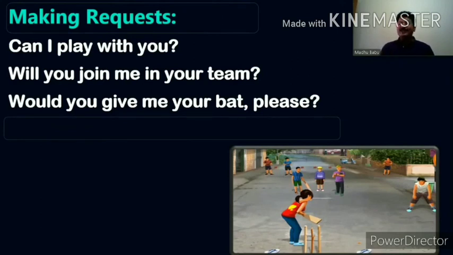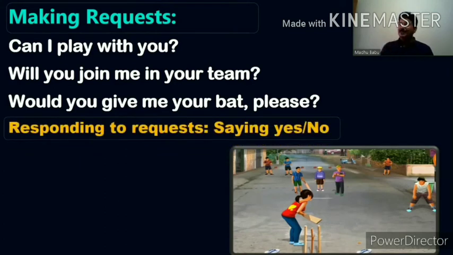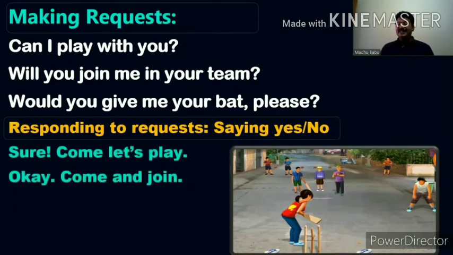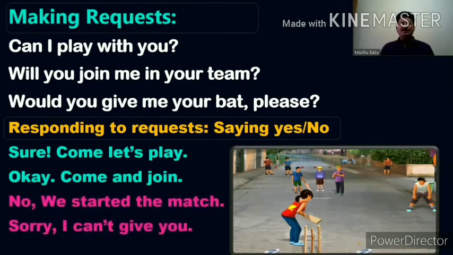Then we also should learn how to respond to requests saying yes or no. Right? Then as Suman sir was saying, we have to use certain expressions saying, sure, come, let's play. Okay, come and join. Sometimes the students won't say yes and they will say no. See what will happen. No, we started the match already. Sorry, I can't give you the bat. This is how we use these expressions for making requests and giving responses by saying yes or no.